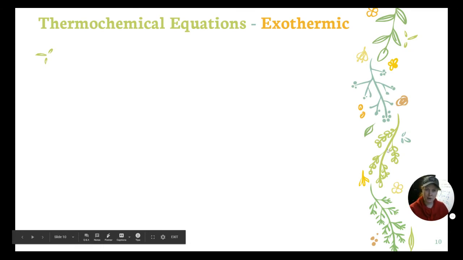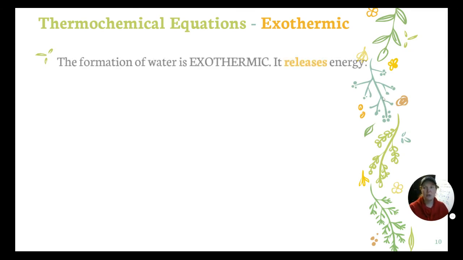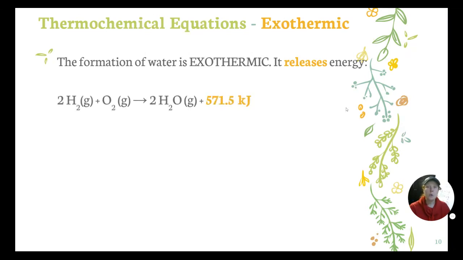Okay, so let's take a look at thermochemical equations with exothermic reactions. So remember, exothermic reactions release energy. The formation of water is an exothermic reaction. So we would actually write it like this. So that's 2H2 plus O2 yields 2H2O plus 571.5 kilojoules. So what this equation tells me is that if I have 2 moles of H2 and 1 mole of O2, I'm going to produce not only 2 moles of water, but also 571.5 kilojoules of heat energy.